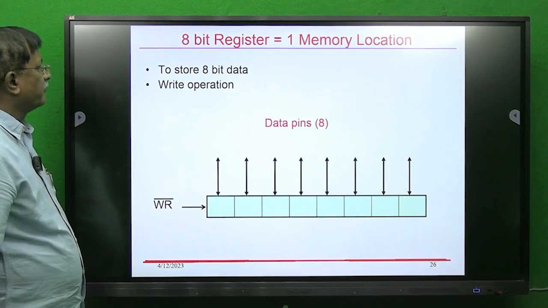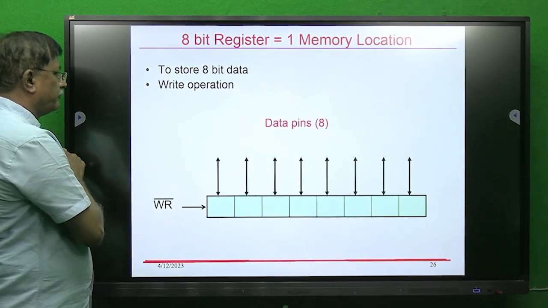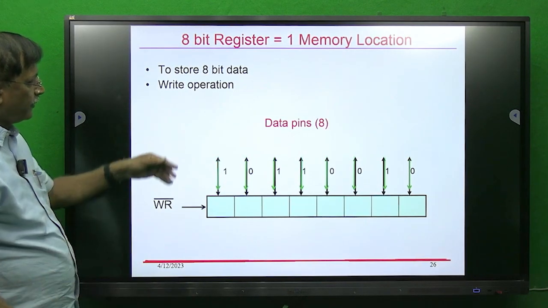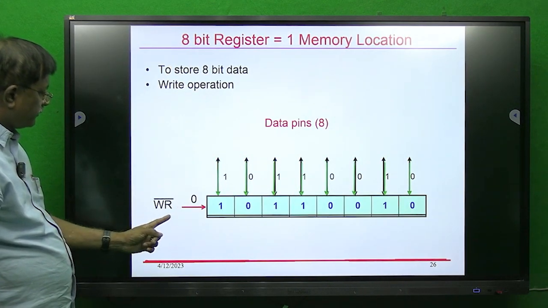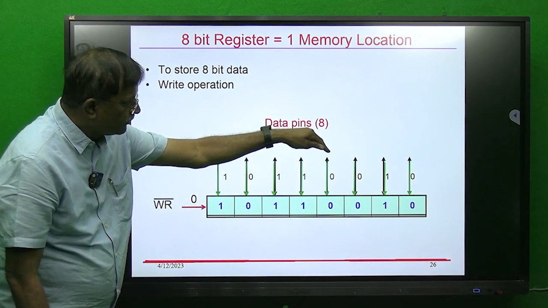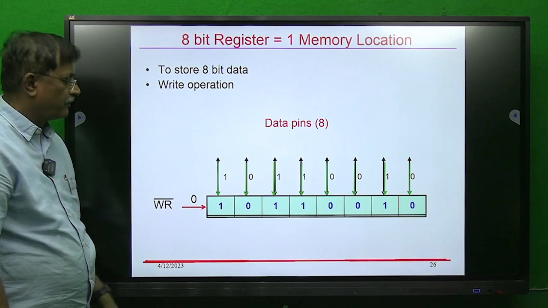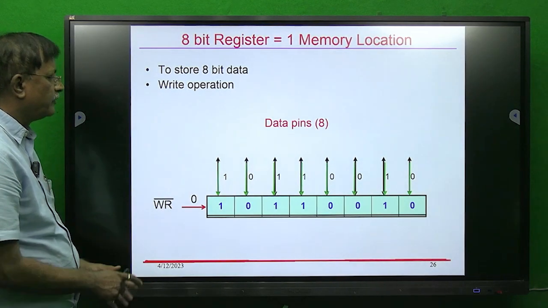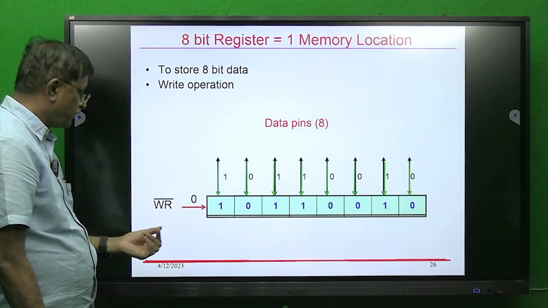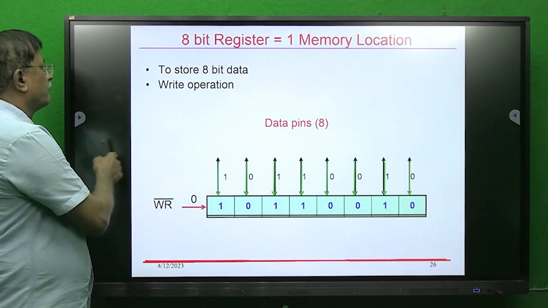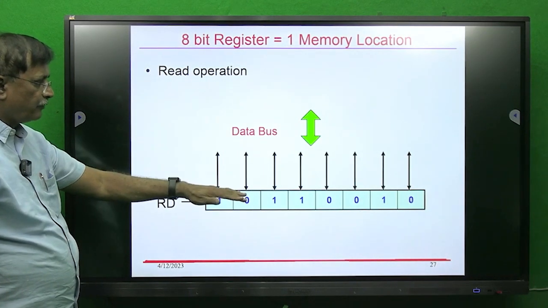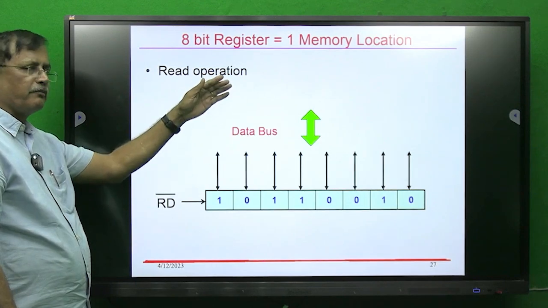To store 8 bit data, you can do it like this. So 8 bit data will come from the processor, and the write signal will also come. When the write signal is 0, the data given by the processor will be stored into memory. So the 8 bit number is stored in memory. Similarly, you can read this 8 bit number. The processor can read this number by giving read signal 0.